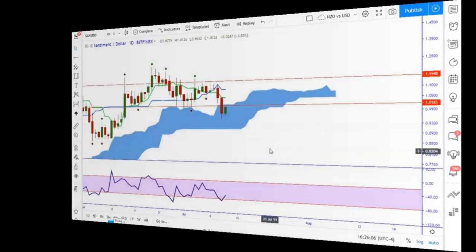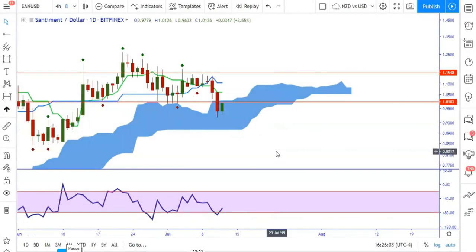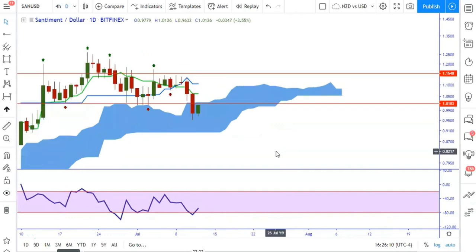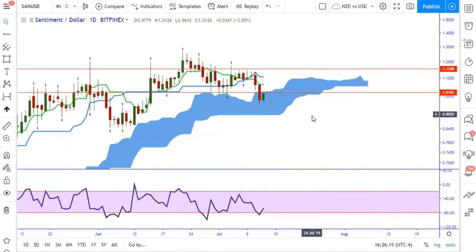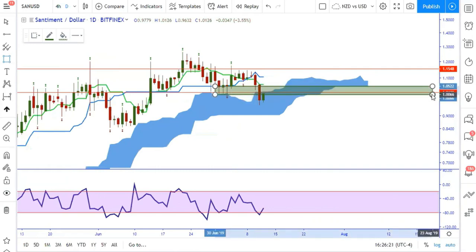Sentiment dollar. We're almost ready for a trade opportunity here. This looks just like the other charts, but we're closer to the level that we want to trade. Basically, we got a TK crossover. We don't have our future yet. These all look just alike. And then we could get our entry. I'm going to draw this into a zone.